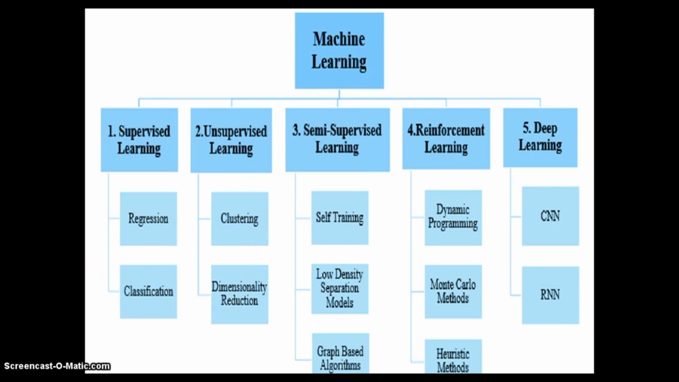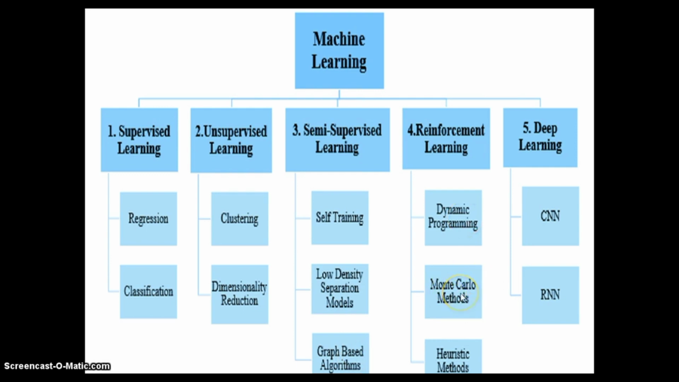In regression, we have n number of types of algorithms. Again, in clustering, we have n number of types of algorithms. Similarly, in dimensionality reduction also, we will see further what dimensionality reduction is. In semi-supervised, we have self-training algorithms, low-density separation models, or graph-based algorithms. We have some of the graph-based algorithms. In reinforcement, dynamic programming, Monte Carlo methods.